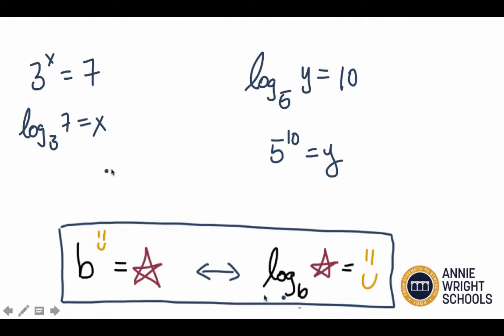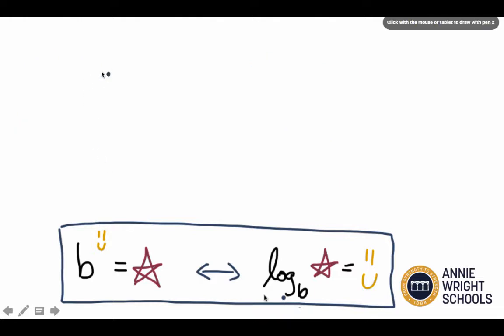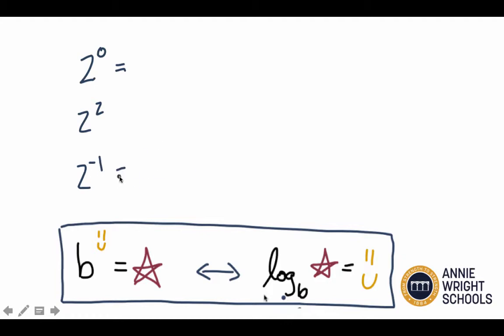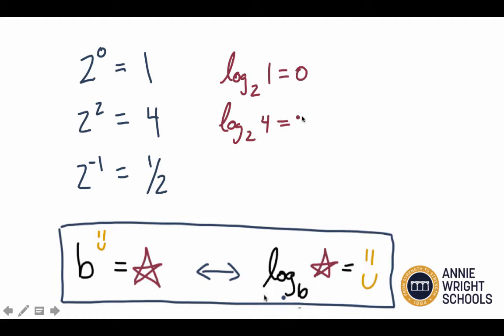Logs have some interesting properties that we can prove by taking some equations that we know are true. Let's do something very specific. What is 2 to the 0 power? What is 2 to the second power? What is 2 to the negative 1 power? Well, hopefully you know 2 to the 0 is 1, 2 to the second is 4, 2 to the negative 1 is 1/2. Writing these in logarithmic form, log base 2 of 1 is 0. Log base 2 of 4 is equal to 2. And log base 2 of 1/2 is equal to negative 1.